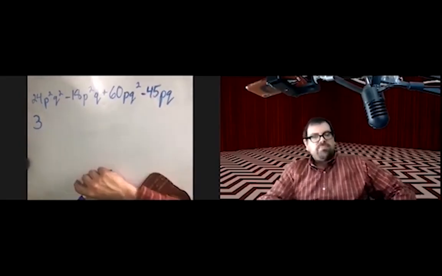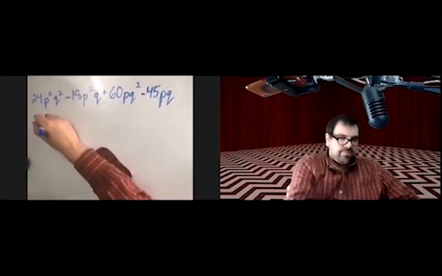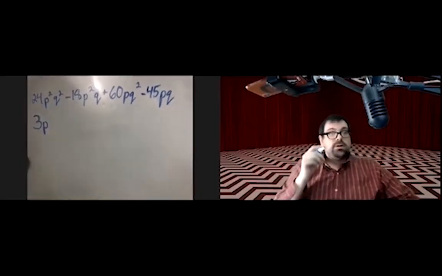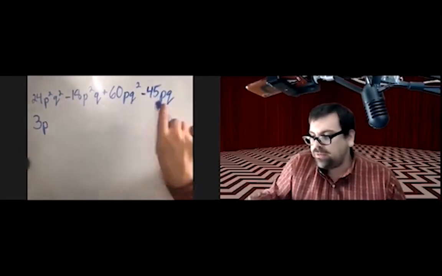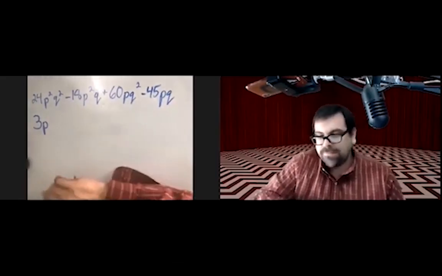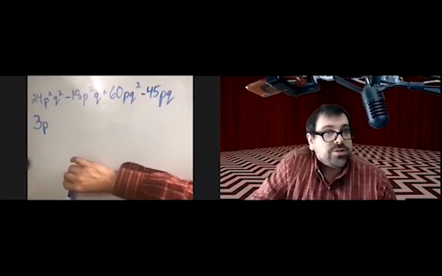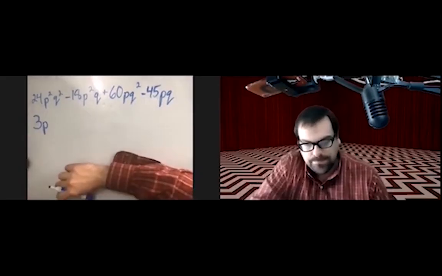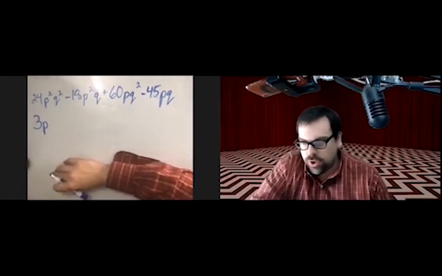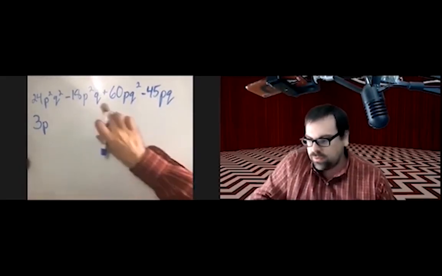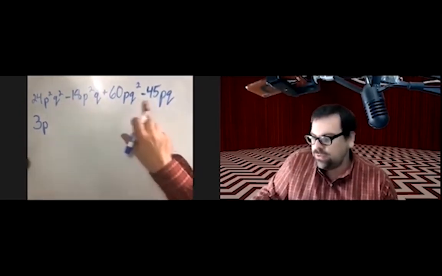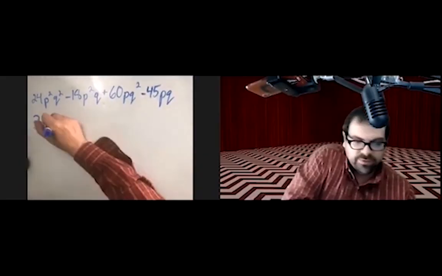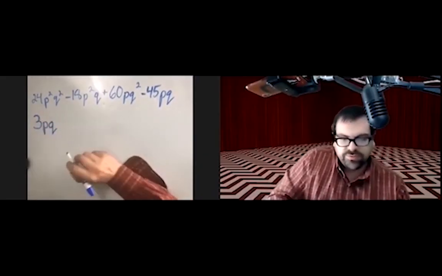All four terms have p's. So we can take out a p to what power? To the lowest shown power. P squared, p to the first, p to the first. Lowest shown power is just p to the first. Q's in all of them. Q squared, Q, Q squared, Q. Lowest power of Q is just Q to the first.